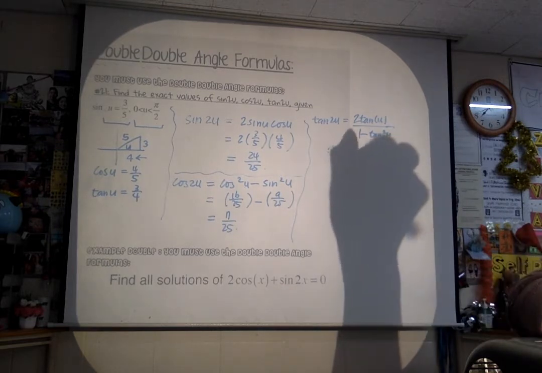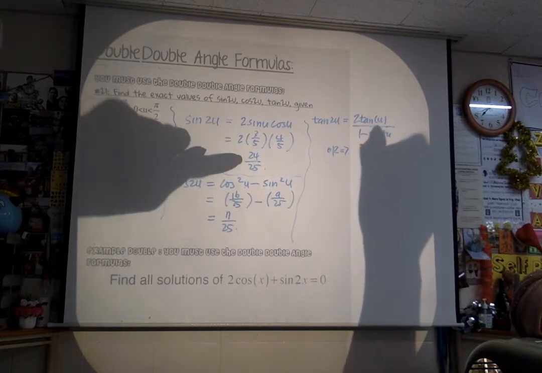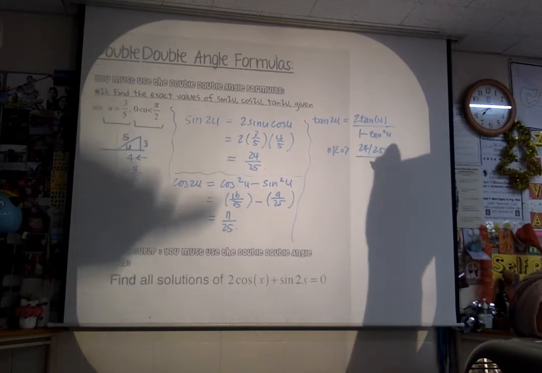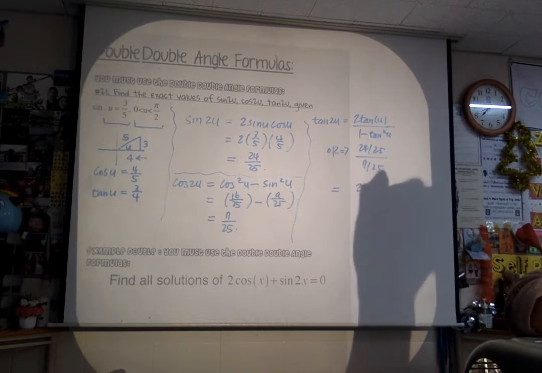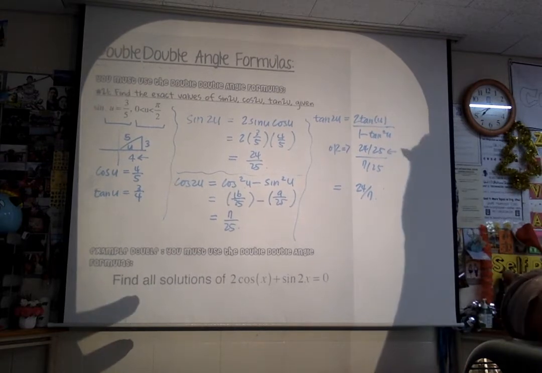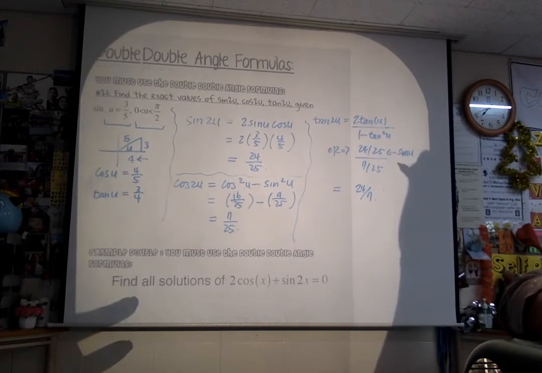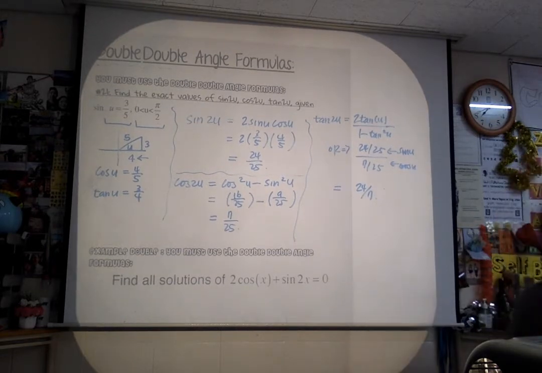Or what else can you do for sine and cosine? Exactly, it's sine over cosine, right? So just take your 24 over 25 over 7 over 25. And what do you get as tan 2u? You should get 24 over 7. So use your own knowledge. This is simply your sine of u, and this is your cos of u. Like you can use whatever you want, okay? Use your prior knowledge.